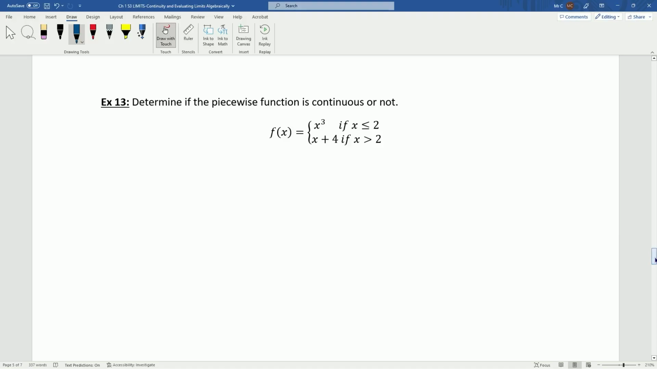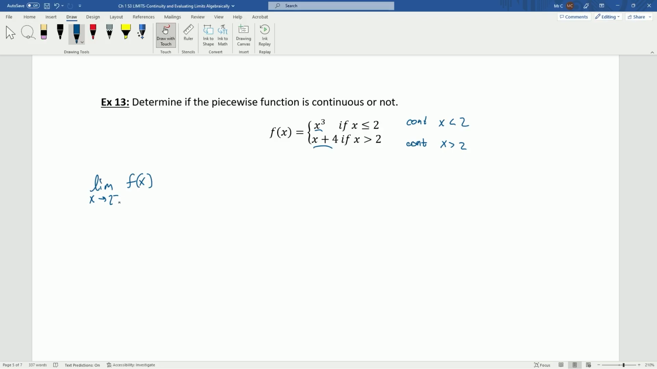All right, let's determine if this piecewise function is continuous or not. So here, this time I'm going to just start with the limit and see what we get. So we'll deal with the limit first. The limit as x approaches 2 from the left of f of x. So again, we know that this is continuous for x less than 2, and we know that it's continuous for x greater than 2, right? These are both continuous functions, but what happens? Do the two pieces meet correctly?